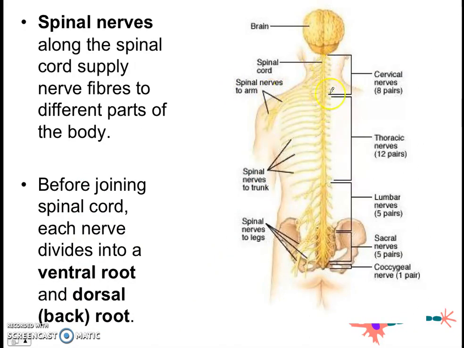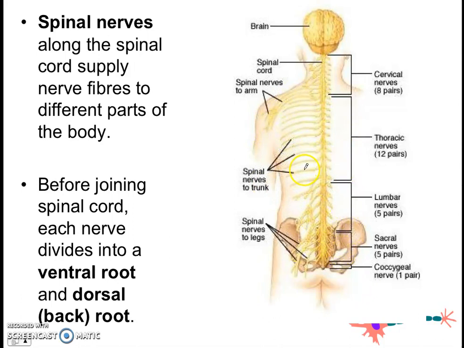Now, in this diagram here, we can see that the spinal cord extends from the brain all the way to your bottom. And it's a bit like a central highway, right? It's here, right here in the middle, and there are branches that branch out from the spinal cord. These branches are the spinal nerves, and the spinal nerves supply nerve fibers to different parts of the body. So the top part here, these nerves would supply the arms, these nerves would supply the middle of your body, your trunk, these nerves would supply your legs.